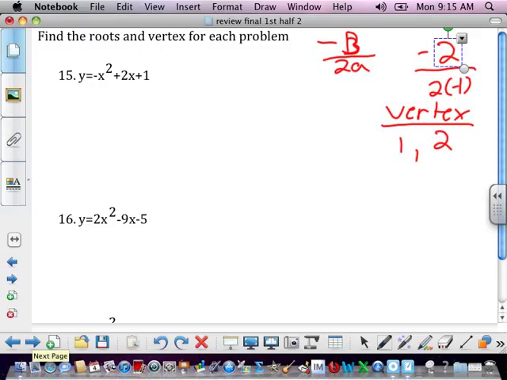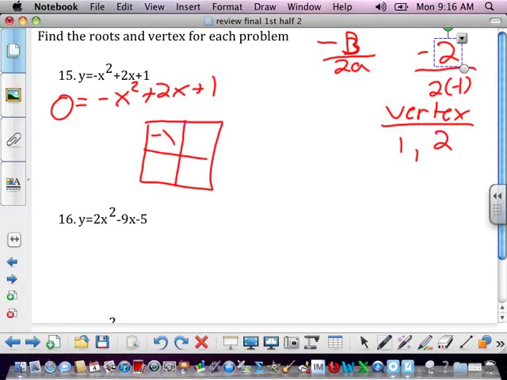Okay. Now we want to find the roots. First thing to do to find the roots is we set it equal to 0. There are a couple different ways to do this. Do we want to try factoring? Making a box? Okay. So let's try making the box.